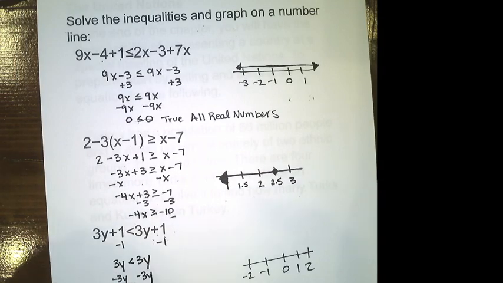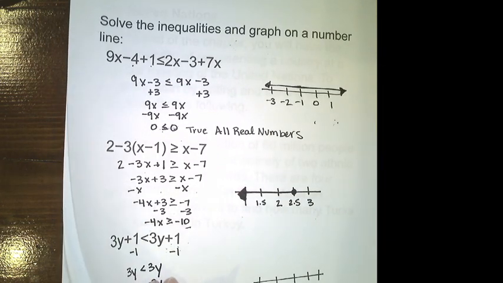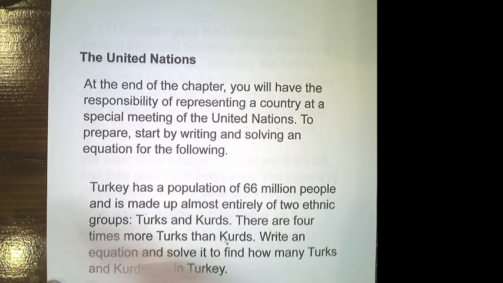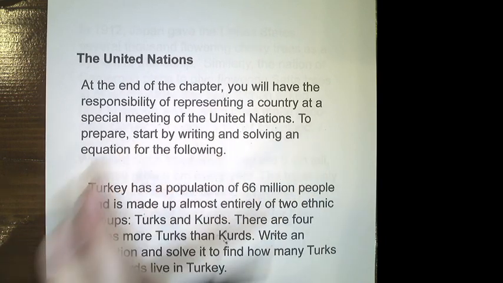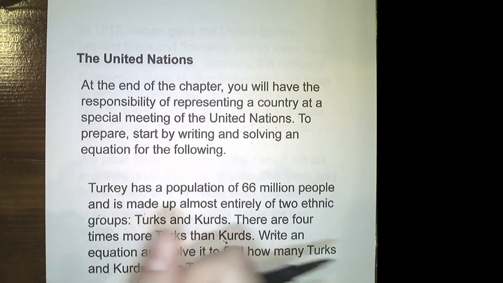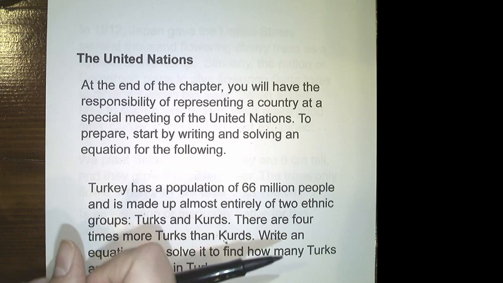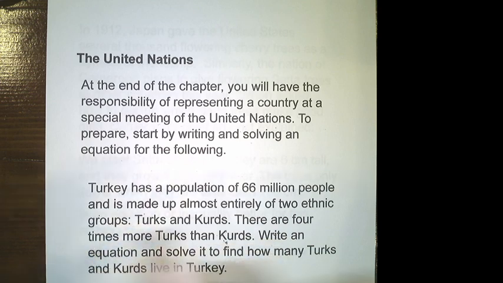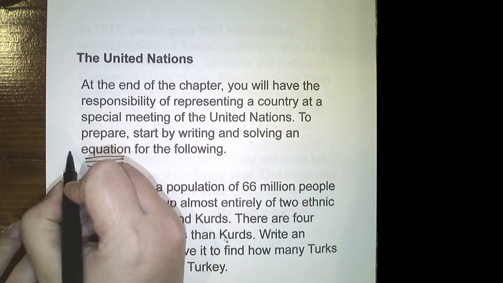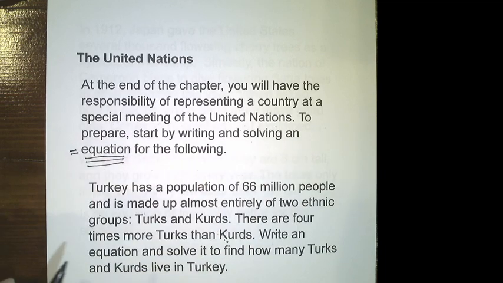So those are just a couple new ones that I wanted to go through today. And I also wanted to go through writing some inequalities. So we have some word problems. So our first topic is the United Nations, and at the end of the chapter, you will have the responsibility of representing a country at a special meeting of the United Nations. To prepare, we're going to start by writing and solving an equation. So because it says equation, we're going to use an equal to sign, not an inequality.